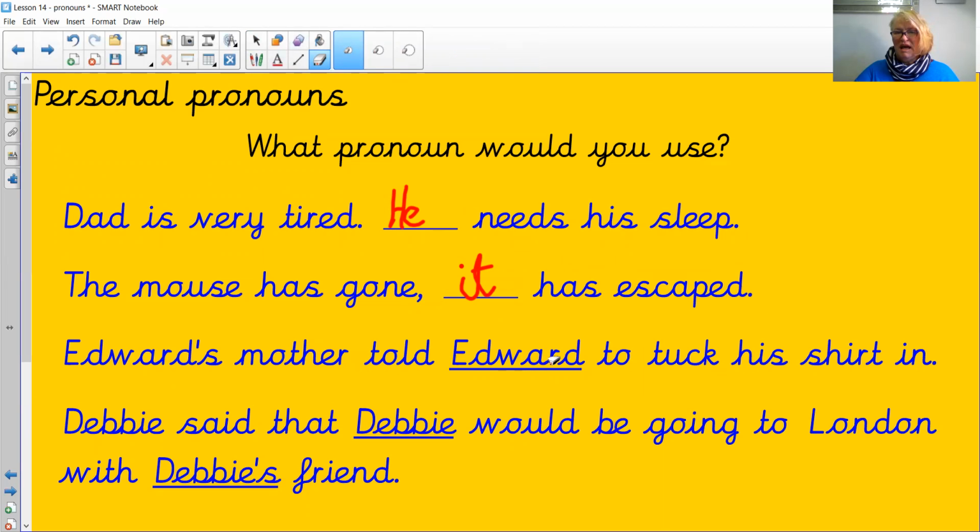Edward's mother told Edward to tuck his shirt in. What would we replace Edward with? Him, of course. Masculine, so it's not her, it's him. Edward's mother told him to tuck his shirt in.